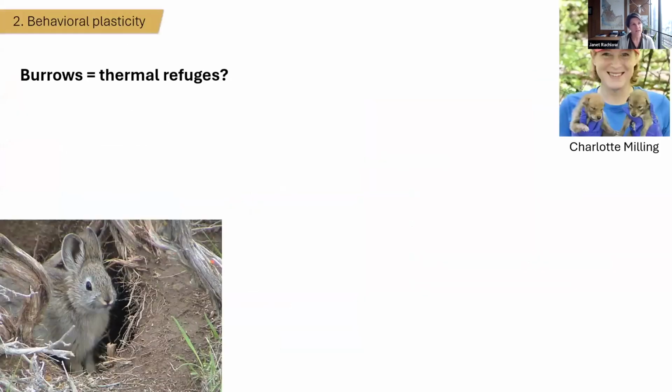Okay, I'm going to switch gears and talk a little bit about behavioral plasticity. I talked earlier about the Arctic ground squirrels. Pygmy rabbits are obligate burrowers. They use burrows. There are different ideas about why they use burrows. One of the ideas is that those burrows serve as thermal refuges. And so several years ago, one of my PhD students, Charlotte Milling, tried to address this question and understand the degree to which burrows actually function as thermal refuges, both during the summer and the winter.